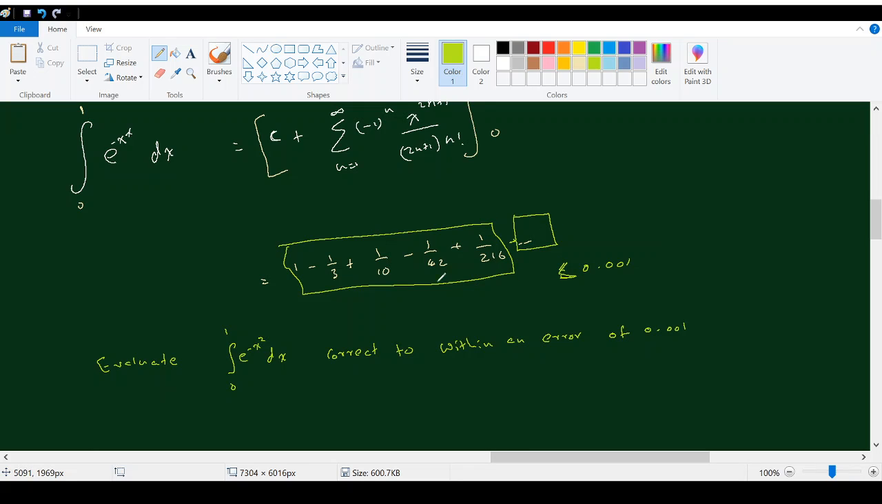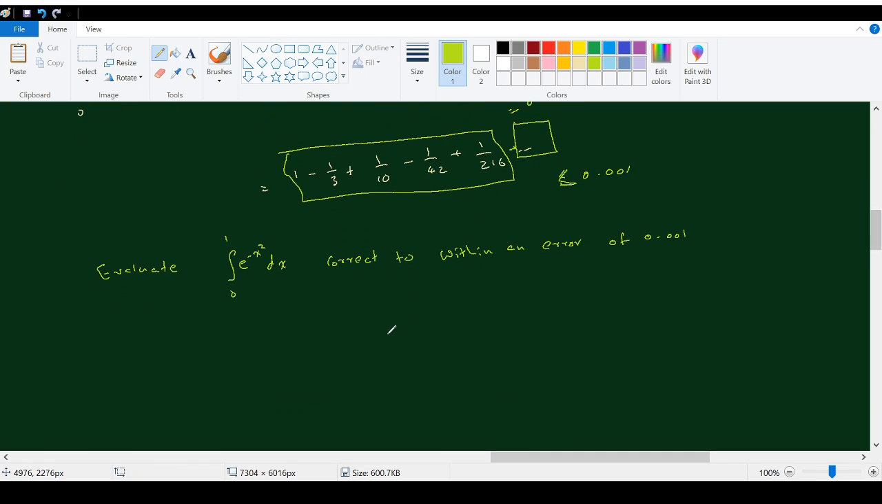So in fact, when you add these terms, you will have 0.7475, and that means we can safely say that the value of our integral from 0 to 1 of e to the power negative x squared dx will be equal to 0.7475, and it has an accuracy of 0.001, right? So it is accurate up to this position, right?